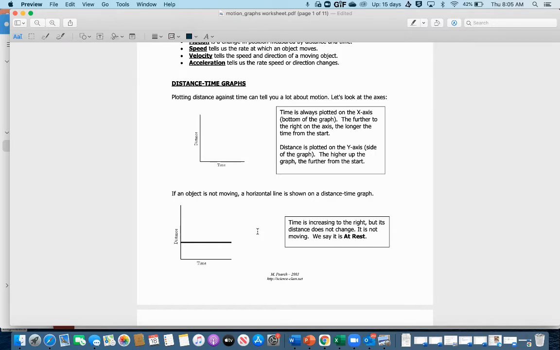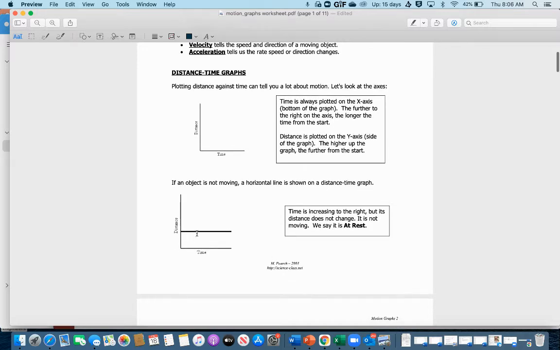If an object is not moving, it stays at the same distance, and it doesn't matter as time increases. So I start at time t equals 0, and let's say I go to 10 seconds; my position might be at 5, and as time increases, I stay at 5. So a horizontal line represents an object at rest. This is a nice, easy one to remember: a horizontal line on a distance versus time graph means something's not moving. It's staying at the same position, no matter what the time is.